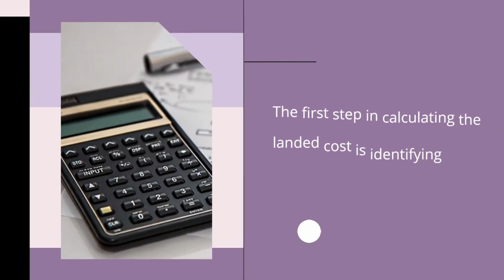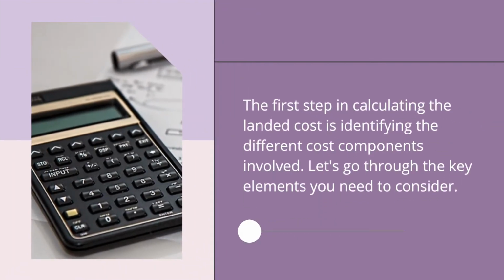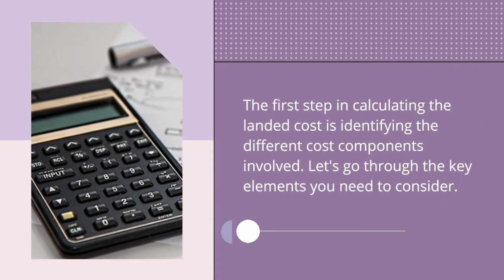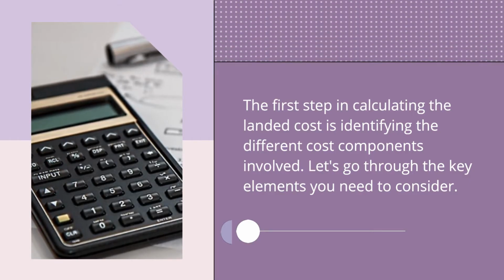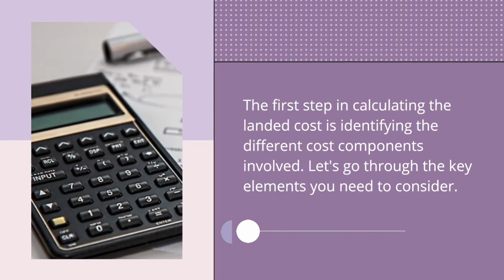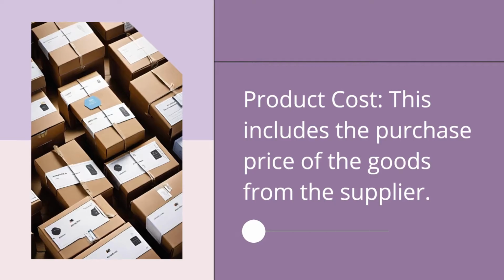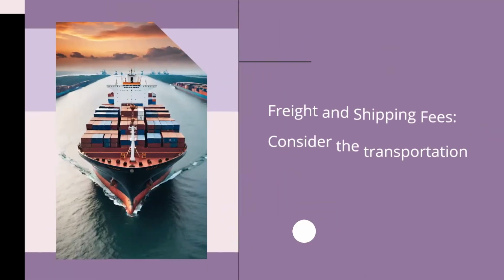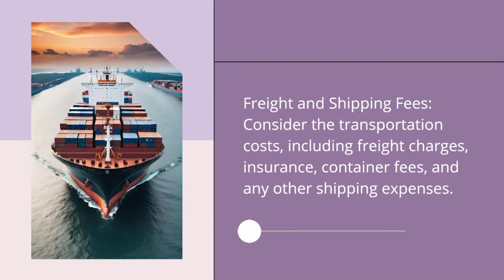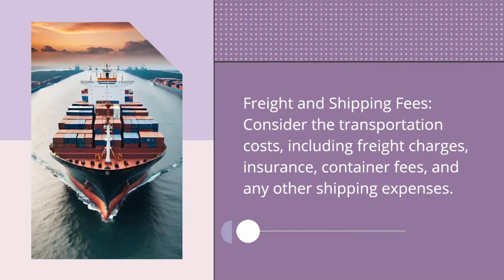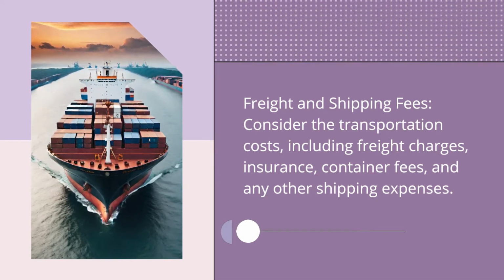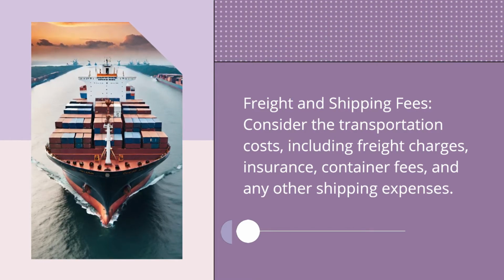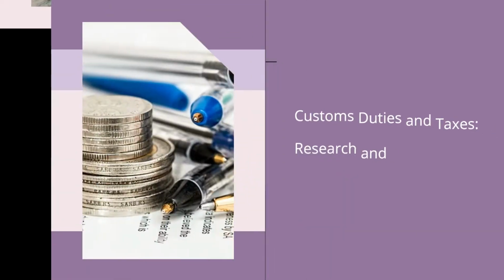Identifying cost components. The first step in calculating the landed cost is identifying the different cost components involved. Let's go through the key elements you need to consider. Product cost. This includes the purchase price of the goods from the supplier. Freight and shipping fees. Consider the transportation costs, including freight charges, insurance, container fees, and any other shipping expenses.